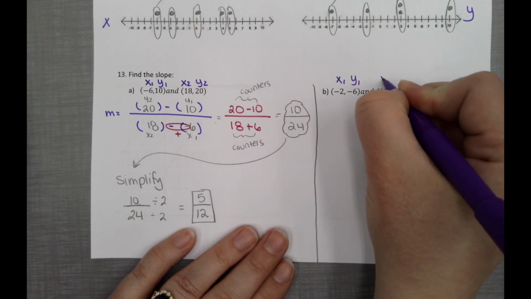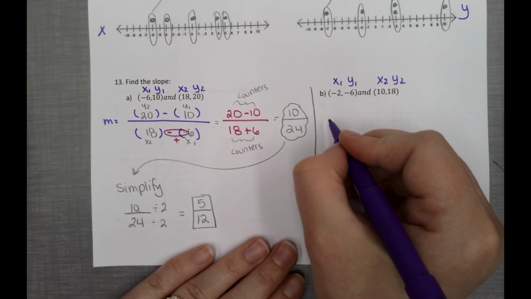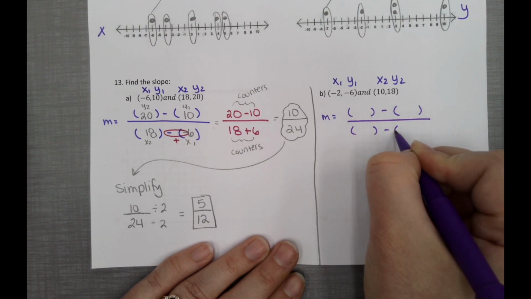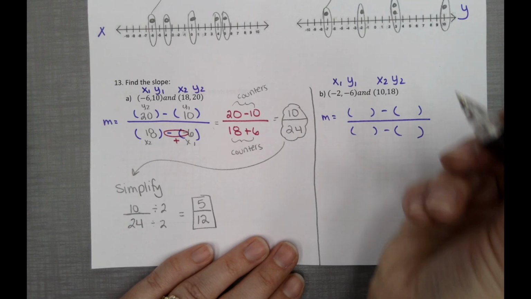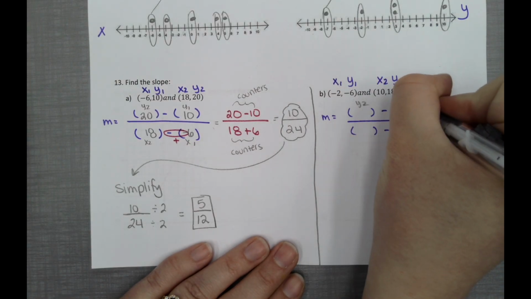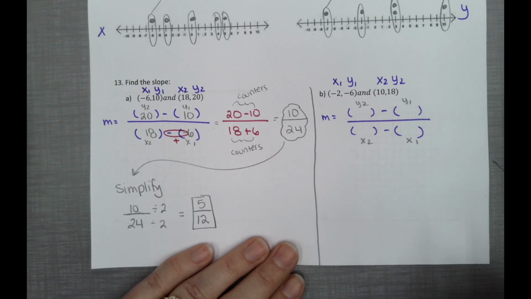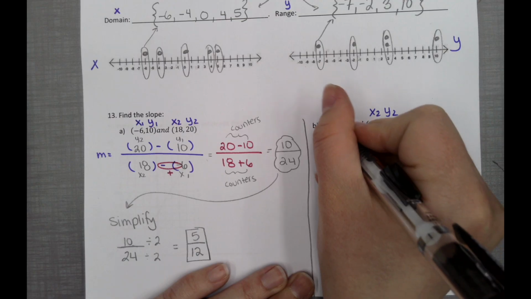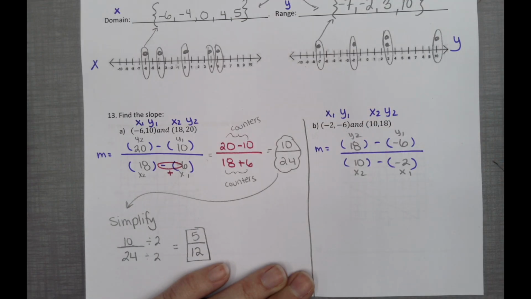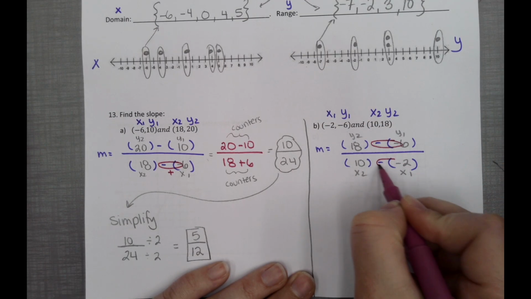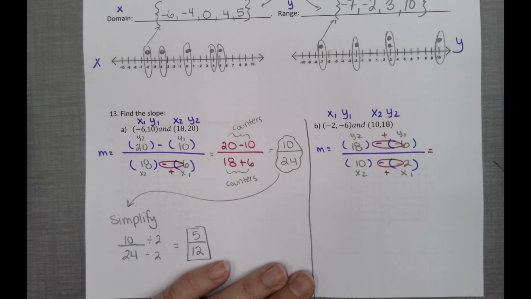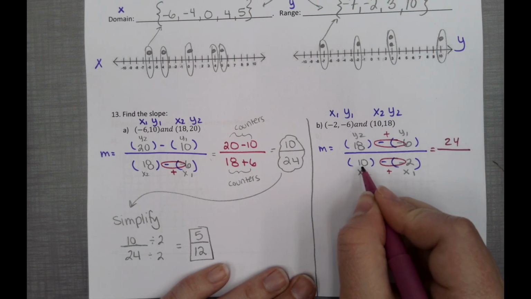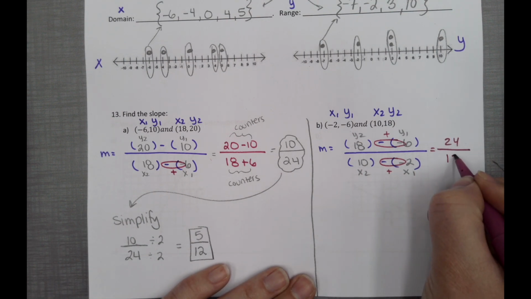x1, y1, x2, y2. Write out our slope formula. y2 minus y1 over x2 minus x1. y2 is 18, y1 is negative 6, x2 is 10, and x1 is negative 2. Fix any double negatives that you have. We get 18 plus 6. Oh, looks like we have the same thing here, which was 24. And then we have 10 plus 2, which is 12.